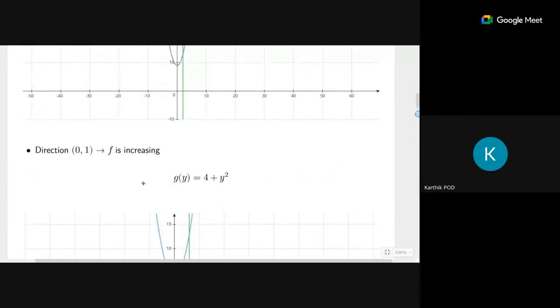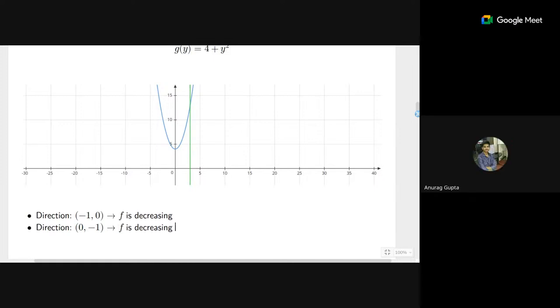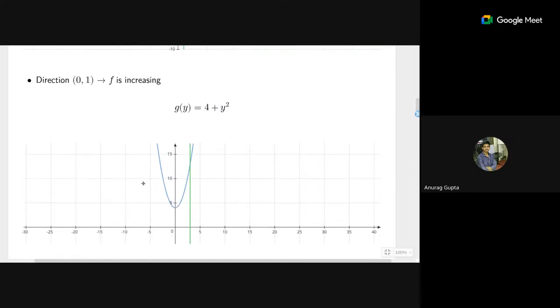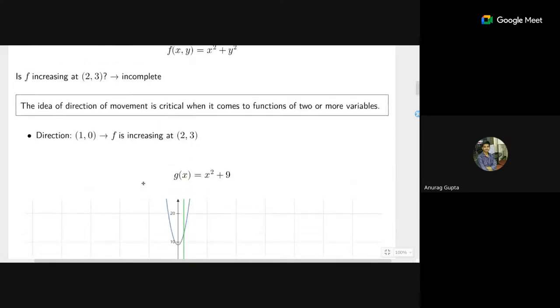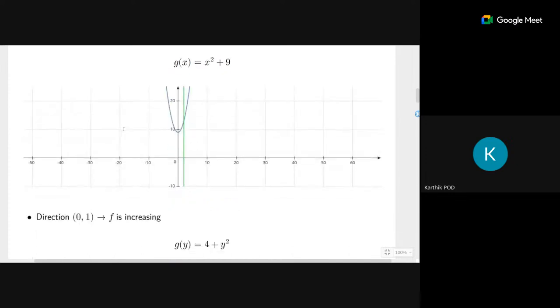And likewise, you can also extend this to another direction, namely 0 comma minus 1. Here also f is... But in the minus 1 comma 0, we are going left side. Correct, yeah, in the direction. You are right. So the direction of movement when it comes to multivariable functions, so functions of two variables, is the direction of the vector you have chosen, right? From the tip of the vector, so it's something like this.